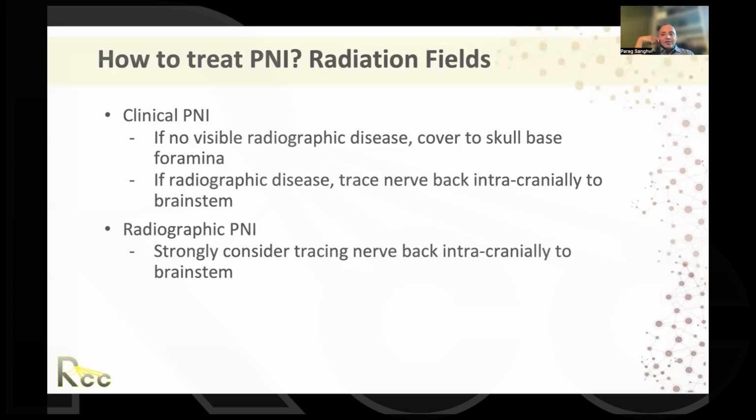Or somebody who's had a prior cheek cancer and now has V2 perineural symptoms, you should make the decision to treat. For these patients, you're at least going to cover zone 1. And if they have radiographic PNI, you're going to go all the way to zone 3. You're generally going to go all the way to the brainstem to cover for these patients.